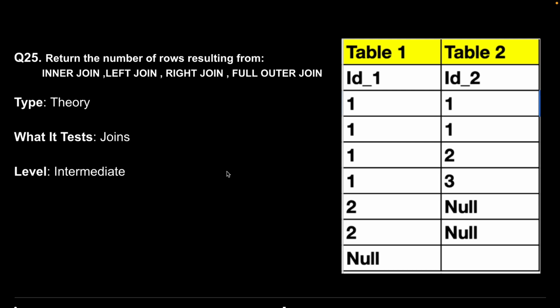Now coming to the next and the last problem, which is to return the number of rows resulting from inner join, left join, right join, and full outer join. So I have discussed the same question in one of my videos. I'll provide the link in the I button. There I have provided a detailed description on each of the joins. So I will request you to go and watch that video. I'll provide the link in the description and also in the I button.